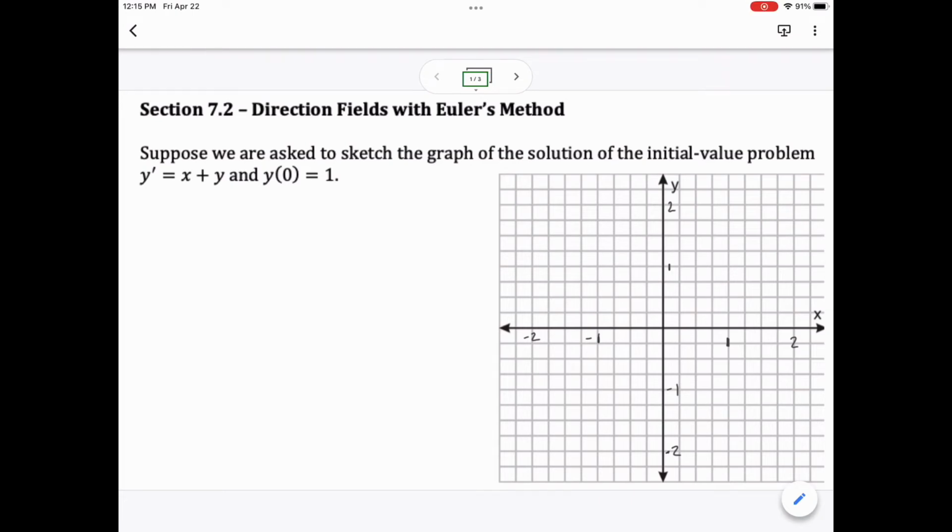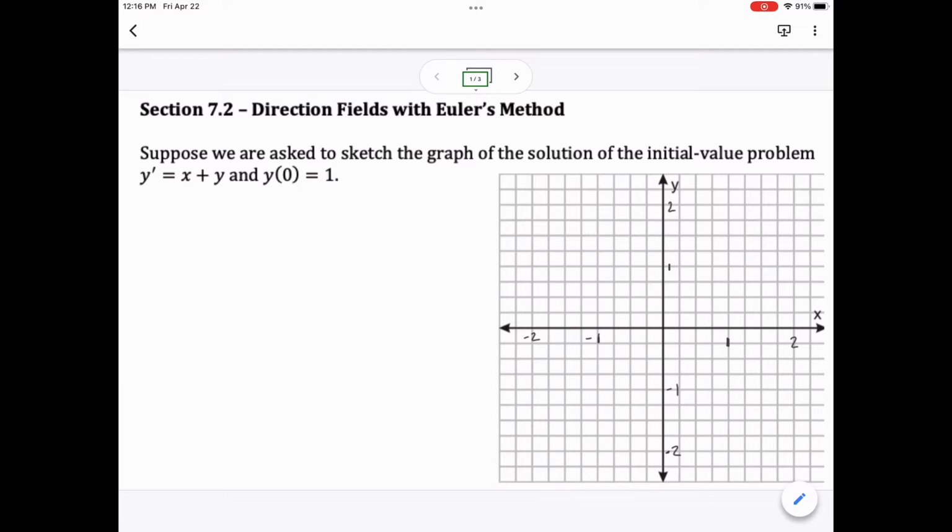Today's lesson is over section 7.2, direction fields with Euler's method. So for this first problem, let's suppose we are asked to sketch the graph of a solution of the initial value problem y prime equals x plus y and y of 0 equals 1.